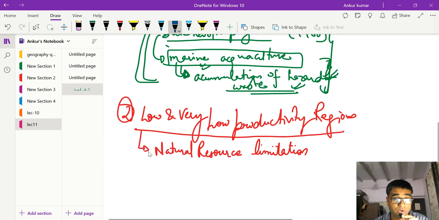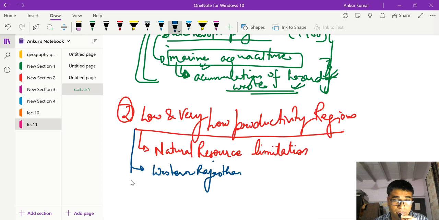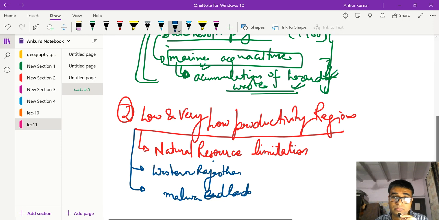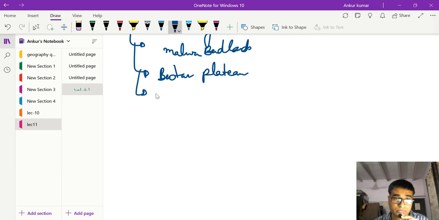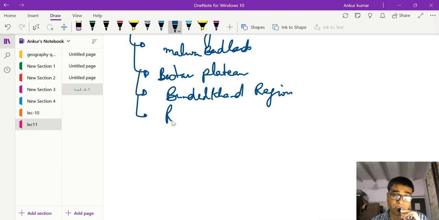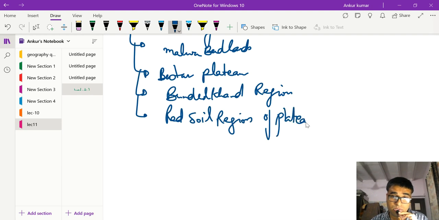And the regions which fall under this low and very low productivity category are Western Rajasthan, Malwa Badlands, Bastar Plateau region, Bundelkhand region, and the red soil region of the Plateau. Okay, so these were the very low productivity regions.